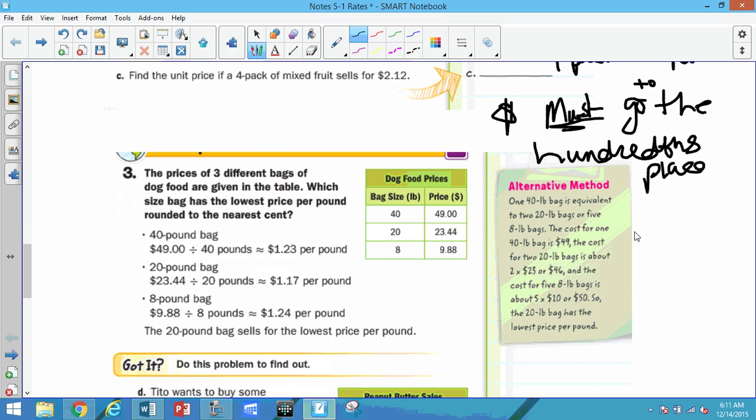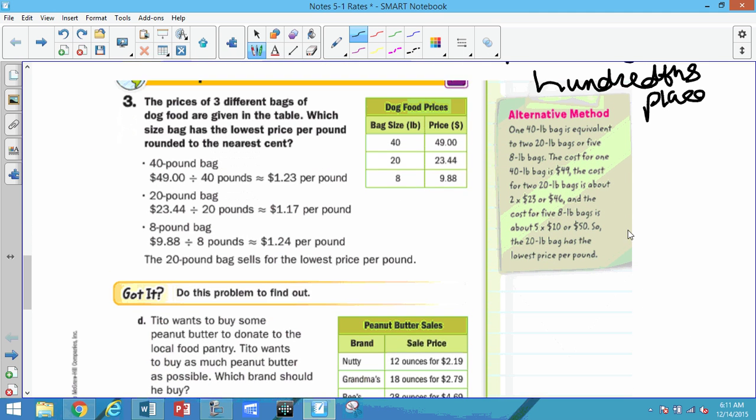Okay, part 3 then. Now you're doing some comparison shopping. So you're going to compare here. They compared dog food. The prices of 3 bags of dog food are given in the table. Which bag has the lowest price per pound rounded to the nearest cent? So you have a 40-pound bag, a 20-pound bag, and an 8-pound bag, and they cost $49, $23.44, and $9.88 each. And you have to find your rate.